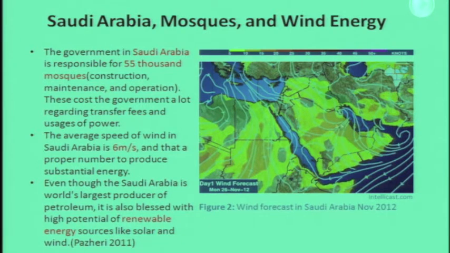And when we go to the study of the wind, we have good wind energy in some areas in Saudi Arabia. And I like this quotation: even though Saudi Arabia is the world's largest producer of petroleum, it's also blessed with a high potential of renewable energy sources like solar and wind.